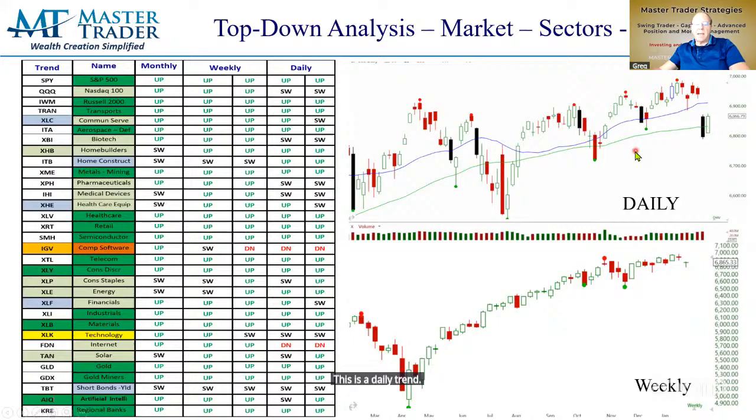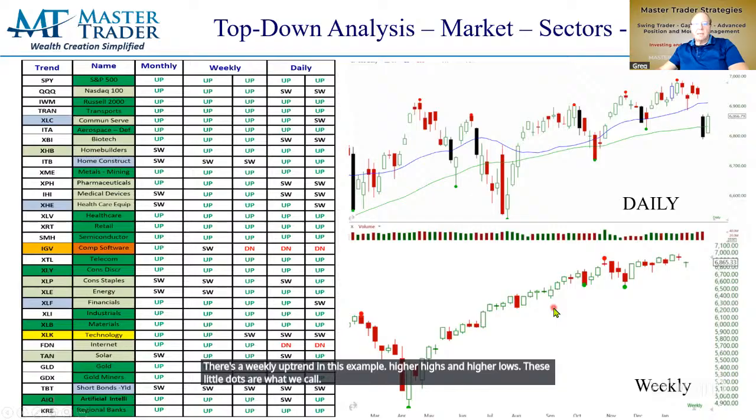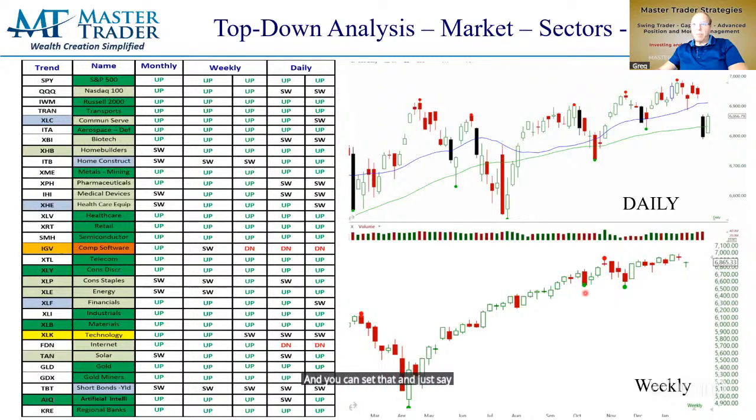Define an uptrend: higher highs and higher lows. There's a weekly uptrend in this example, higher highs and higher lows. These little dots are what we call pivots. Some platforms call them fractals, just a fancy name. And you can set that and just say, hey, show me a bar with 3 higher lows to the left and right. Show me a bar with 3 lower highs to the left and right. Define an uptrend, higher highs and higher lows.